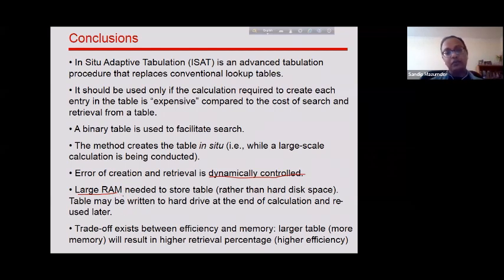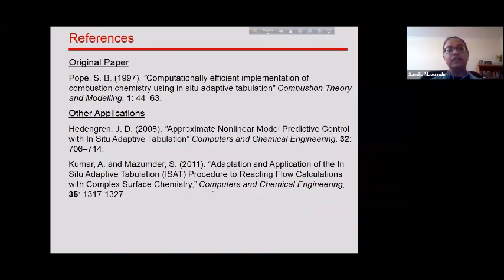Some people actually write out the ISAT table at the end of their calculation so that they can reuse it later. And the big trade-off is between efficiency and memory. The larger the table, the more memory you will require, but that will also give you higher retrieval percentages or higher efficiency. Here are some references.